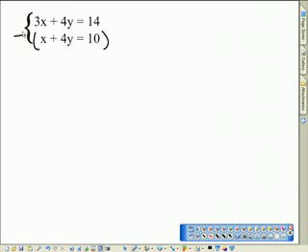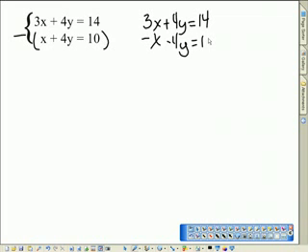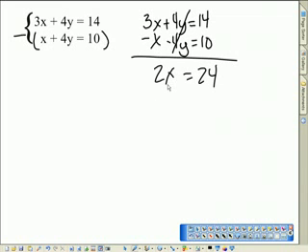Coffee. All right, what I'm going to do is change the sign of everything on that bottom. That is the result of really multiplying everything by negative 1. So I'm going to distribute this negative sign to everything. On the top, it stays the same. And on the bottom I end up with negative x minus 4y equals 10. Well, the y's will cancel. 3x minus 1x is 2x equals 24. Divide by 2. x equals 12.